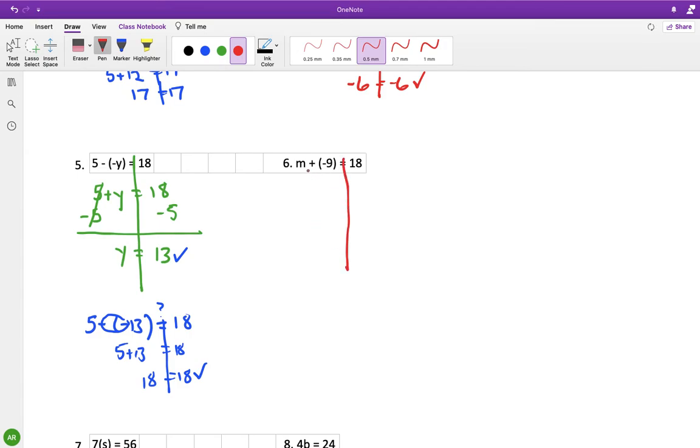Okay, so adding a negative value is the same as subtracting. So m plus negative 9 is the same as m minus 9. Okay? So think about it. If you're adding a negative, it's the same as subtracting a positive. So I'm just going to write that as m minus 9. It looks cleaner. It's easy to understand. I'm going to add 9 to both sides to get rid of the negative 9. M equals 27.